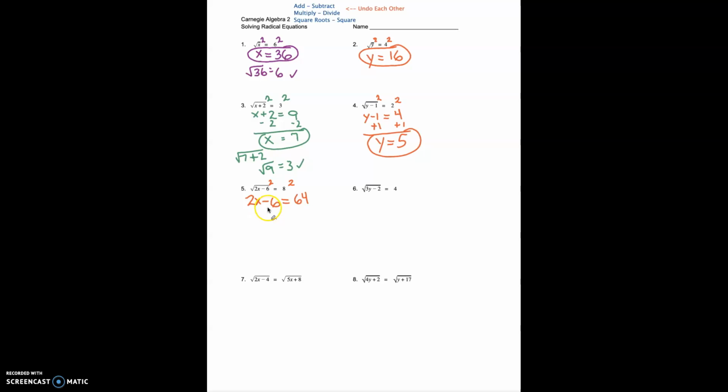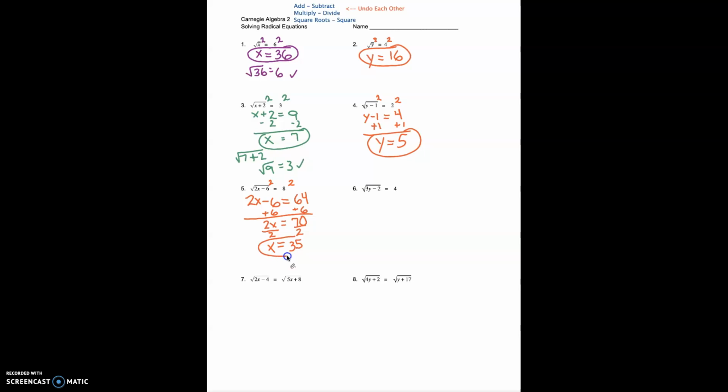So you have to make sure you undo your addition subtraction first. So I'm going to add 6 to both sides, leaving us with 2x equals 70. Remember what we do to one side of an equation, we always do to the other. Now to undo that multiply by 2, we're going to divide both sides by 2. So x equals, and feel free to grab a calculator at any time for any of the math assignments, 70 divided by 2 is 35.